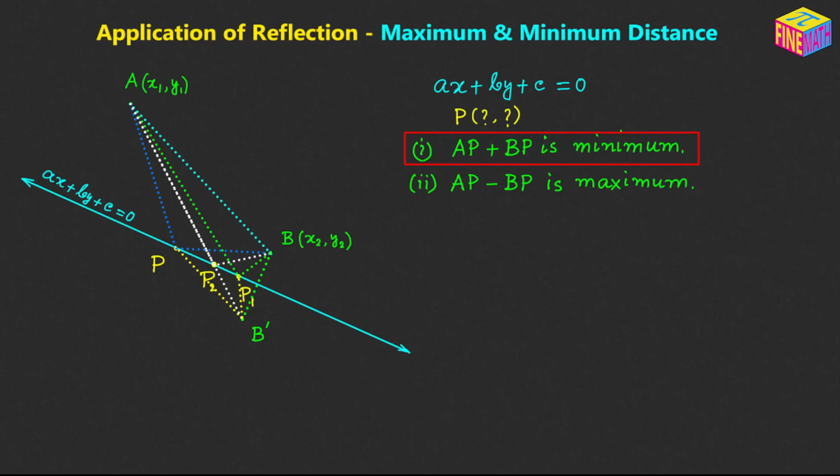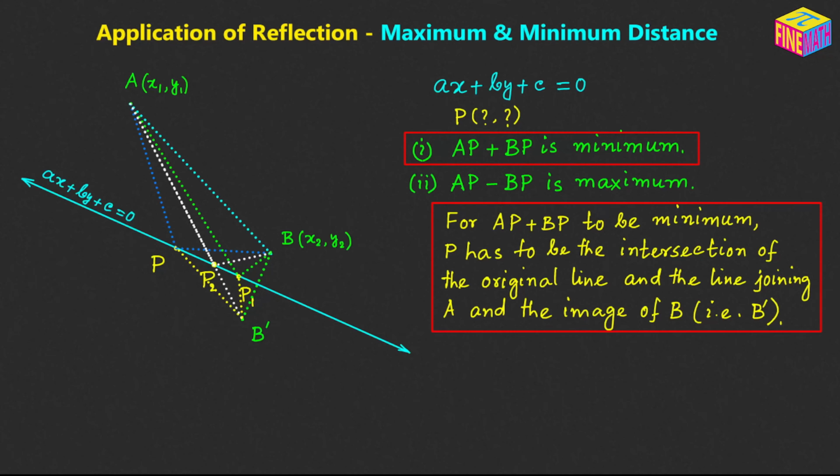Which means that if we take the reflection of B and then join the image of B with the original point A, it is going to form a straight line, and that straight line will intersect the given straight line, and that point of intersection will be the most suitable position of P, so that AP plus BP will be minimum. And I have noted this right here. I say that for AP plus BP to be minimum, P has to be the intersection of the original line and the line joining A and the image of B. So this is our geometric investigation.